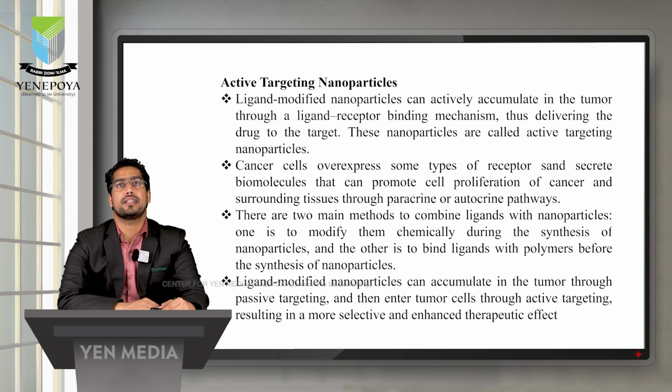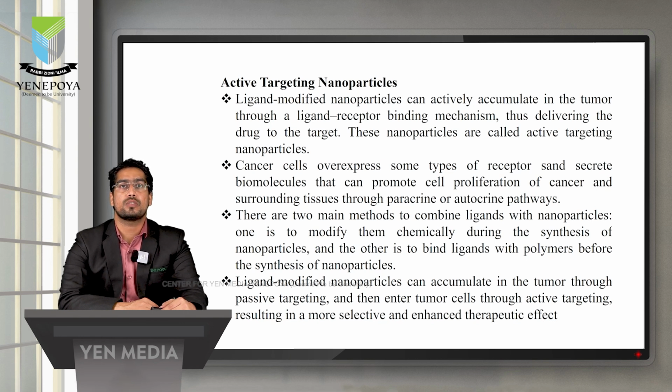So, what is active targeting of nanoparticles? Ligand modified nanoparticles can actively accumulate in the tumor through a ligand receptor binding mechanism, thus delivering the drug to the target. These nanoparticles are called active targeting nanoparticles. Cancer cells overexpress these receptors and secrete some biomolecules that can promote proliferation of cancer and surrounding tissues through paracrine or autocrine pathways.